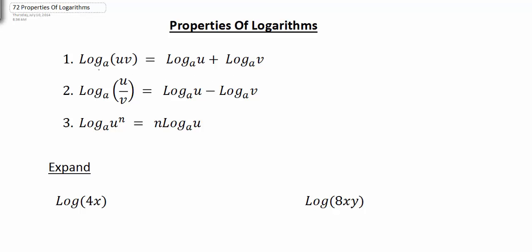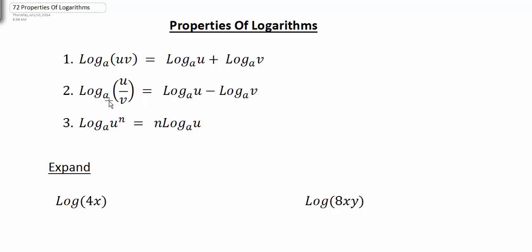We start off with log base a of u times v, which says if you're taking the log of two things being multiplied together, where u times v is multiplied, then we can split it up into two separate logarithms by writing it log base a of u plus log base a of v. Now the key thing here is, when you split this up, you're going to have the same base. So when you look at multiplication, we can split that up into addition.